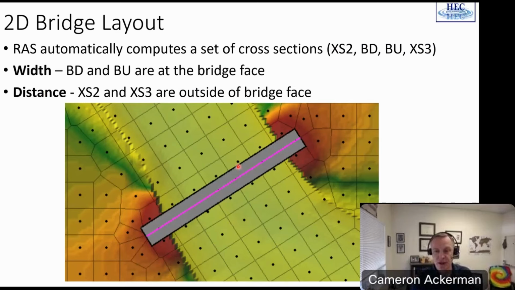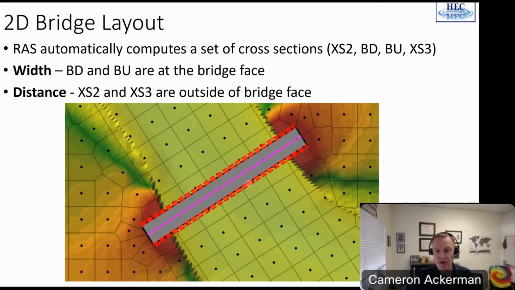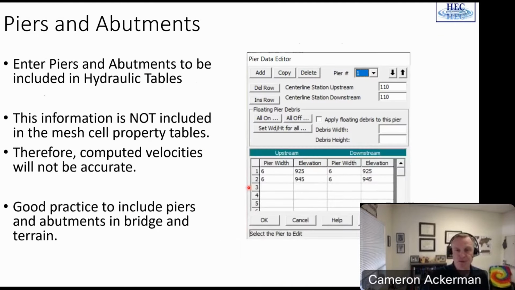So here we see the bridge width being drawn based on that 40-foot size that we put in. And then those bounding cross sections, BD, BU, and then cross section 2 and cross section 3, based on those parameters. So RAS will draw those both in the geometric editor and in RAS Mapper if you turn on the plot option to do so. And those are automatically generated for you.